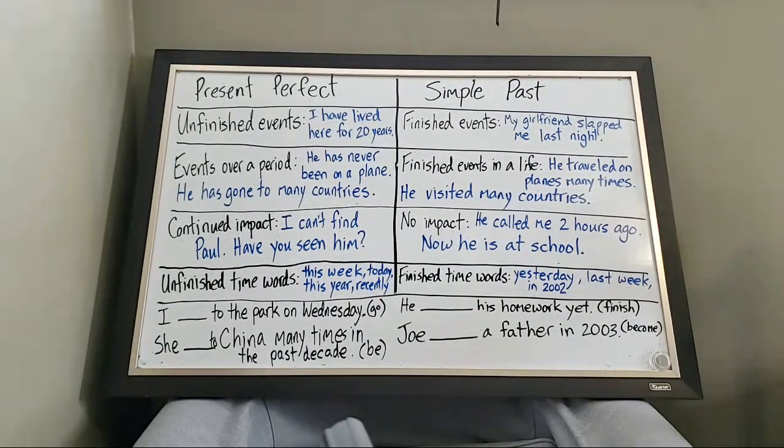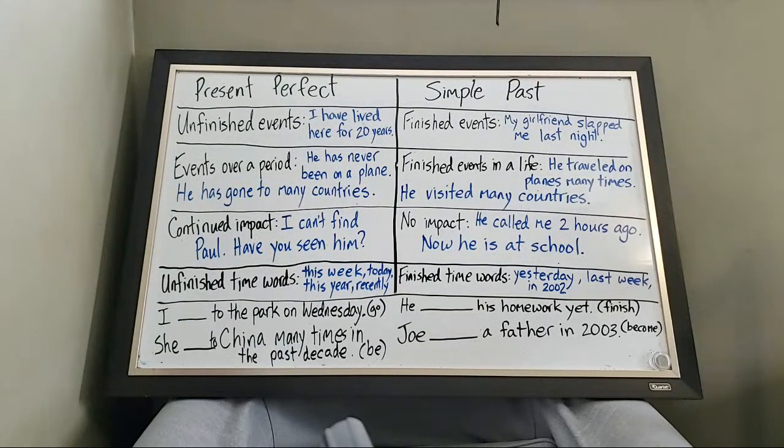He called me 2 hours ago. Now he is at school. So if we're still talking about Paul, he called me 2 hours ago. That's the simple past. But it has no effect now. He's at school. There's no connection. All right? So we use the simple past when it's a finished action and it's not connected to the present in any way. Okay? Let's move on to part 4.